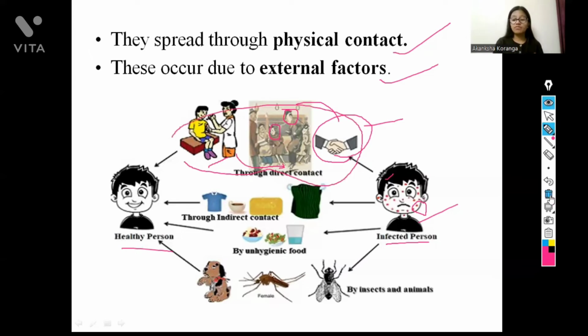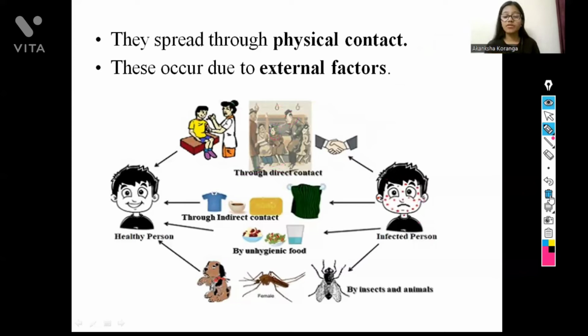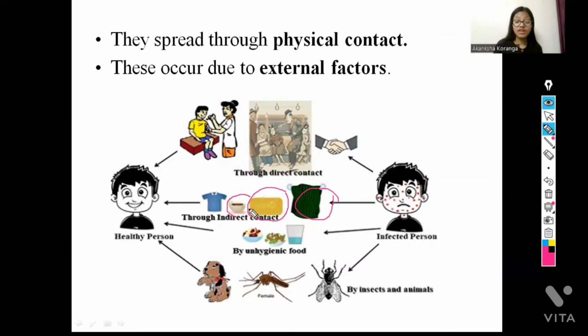Now if we move on to the indirect contact methods, how can diseases spread through indirect contact? If we use the used towel of an infected person, the pathogens are there and they will spread to the healthy person. Or if we are using the soap that the infected person used, or eating from the same utensils, or using the used clothes of the infected person, all these methods can also cause the disease to spread.